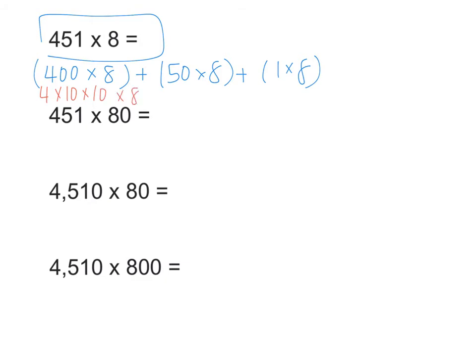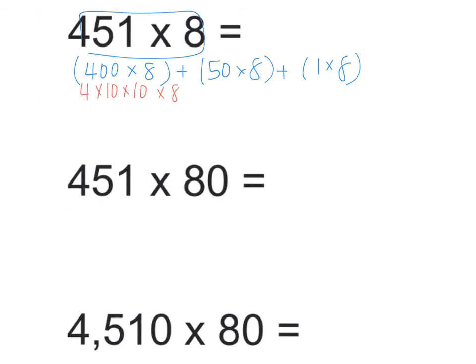Now, can I use the commutative property to change the order and the associative property to group things differently? I sure can. Let's take a look. What factors do I want to put right next to each other? Do I want it to be 4 times 10 times 10 times 8? Which ones do I want next to each other?